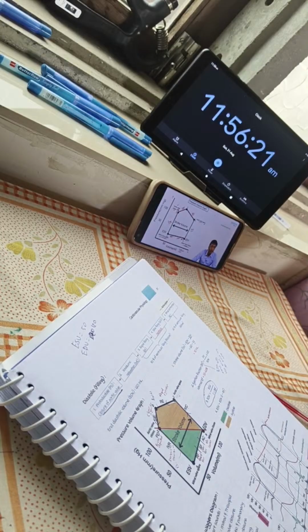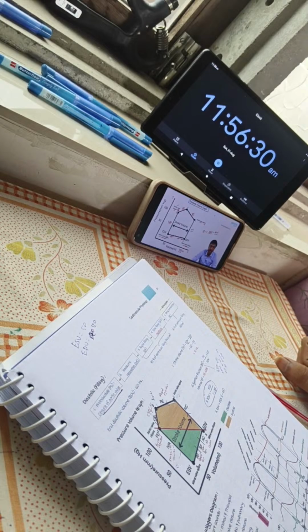So what is the stroke volume? We can calculate using this graph. Stroke volume equals end diastolic volume minus end systolic volume. That is what is depicted here.